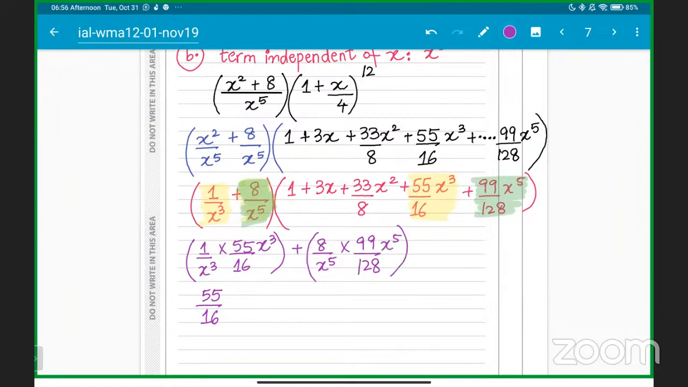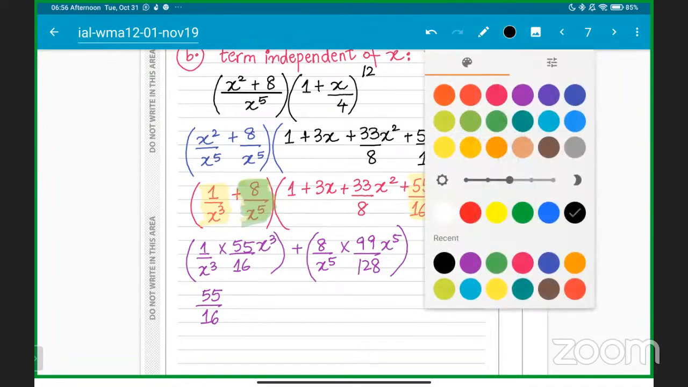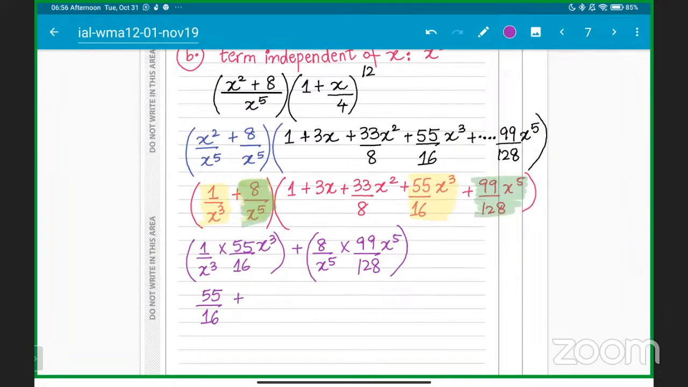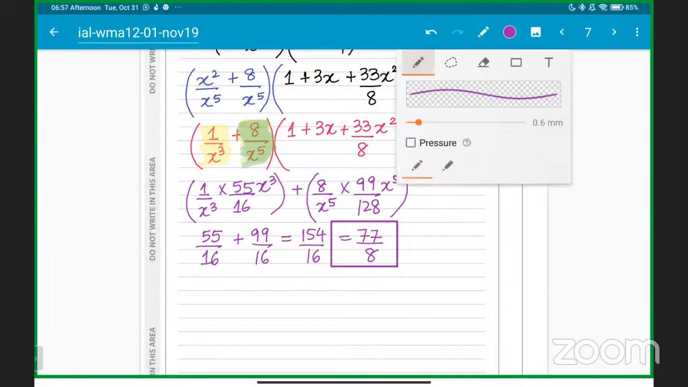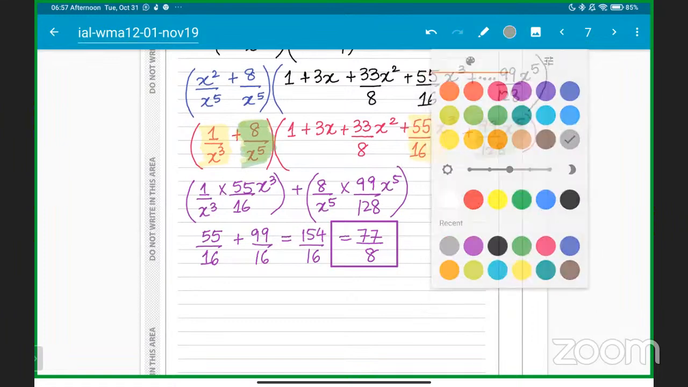You cancel out x power 5 and 5, so eventually you add 8 times 99 divided by 128. I'm getting it as 99 over 16. So 55 plus 99 is 154 divided by 16. Can we simplify this? Yes, we can make it 77 over 8. So the answer is 77 over 8, the term independent of x.